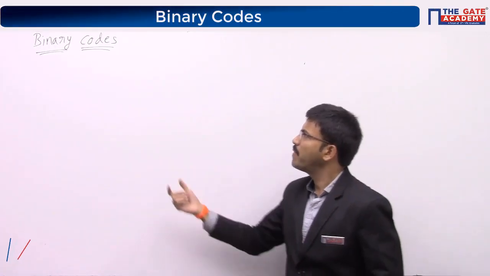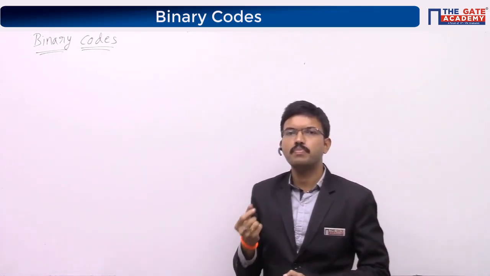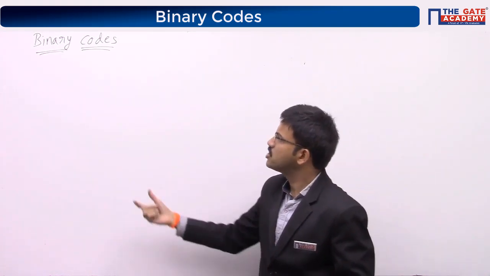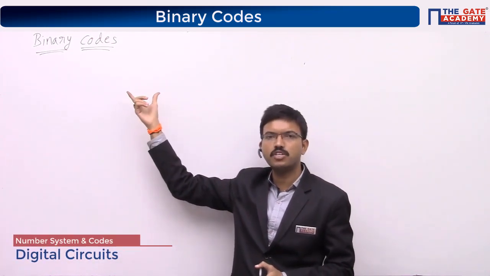Next topic, binary codes. Code is nothing but what? A group of some symbols. Here we are using the term binary, that means we are using the symbols 0 and 1. So binary code is nothing but a group of symbols or pattern of symbols, which in this case we will represent in terms of zeros and ones.